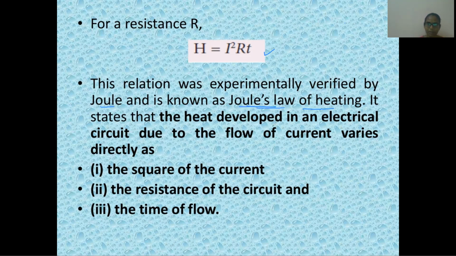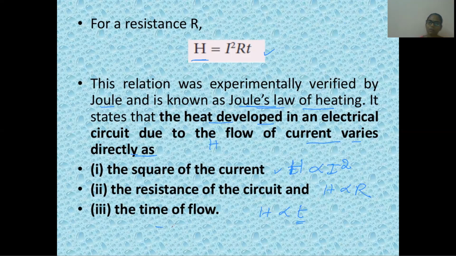It states that the heat developed in an electrical circuit due to the flow of current varies directly as the square of the current, I squared. H is directly proportional to the square of the current flowing in the circuit, and it is directly proportional to the resistance of the circuit, and it is directly proportional to the time for which the current flows.